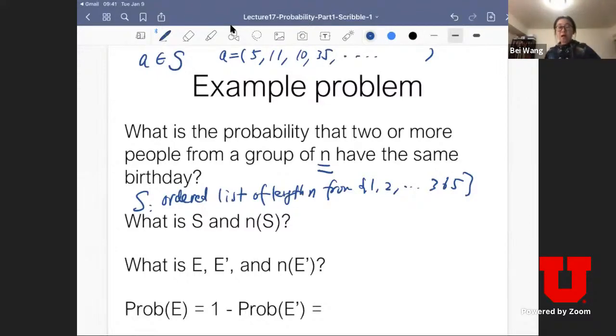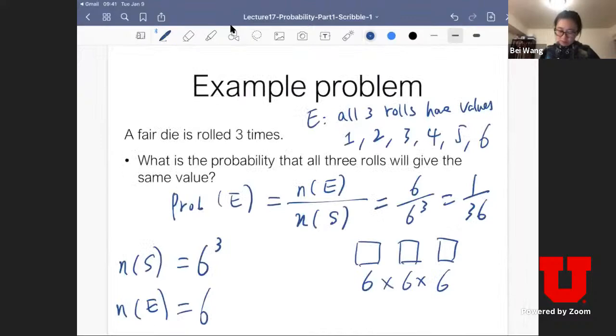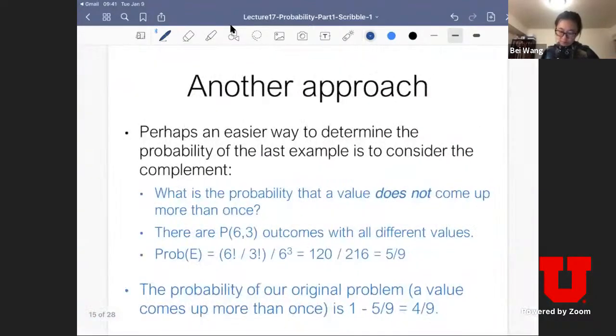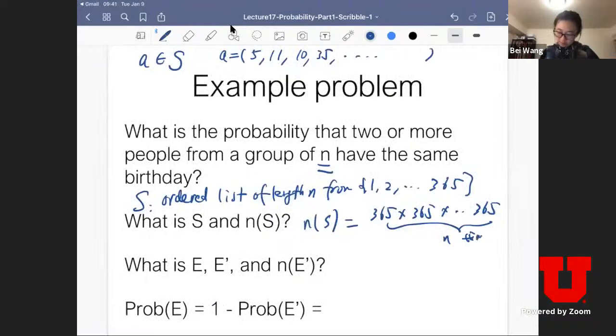Now we are asking, what is the size of the sample space? N of S. Because each person has 365 choices, and you have a total of n people in the group, then you have 365 times 365, and you do this n times, and you get 365 to the power of n. So that is the size of my sample space.